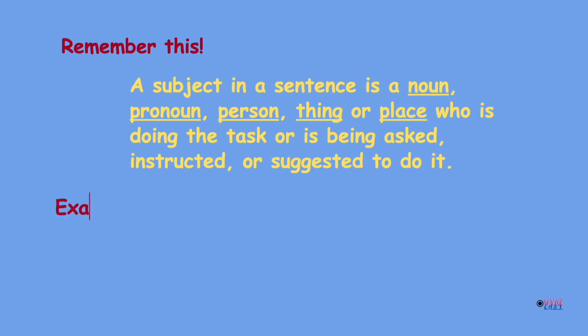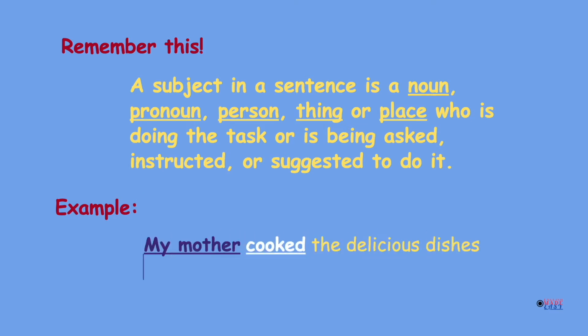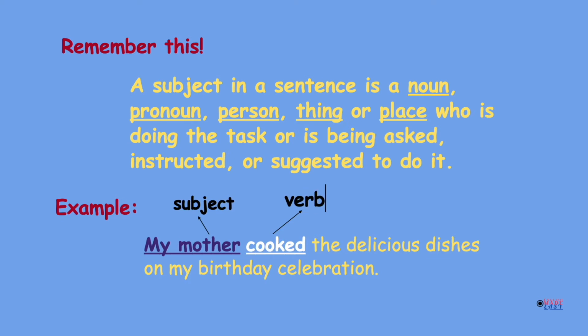Let's take a look at this sentence. My mother cooked the delicious dishes on my birthday celebration. The word mother, which is a common noun, is part of the subject my mother in this sentence. Cooked is the verb, and it describes what my mother does in this sentence.